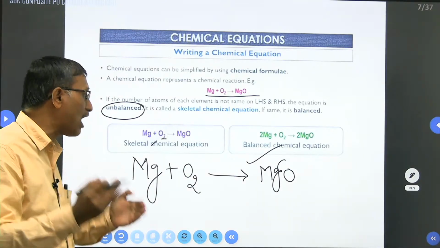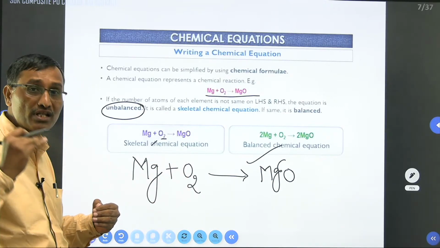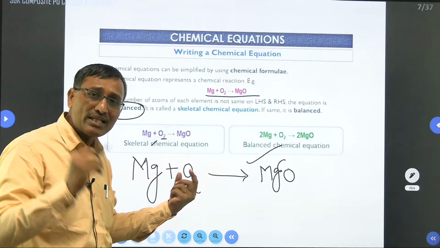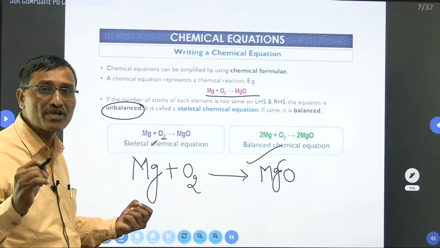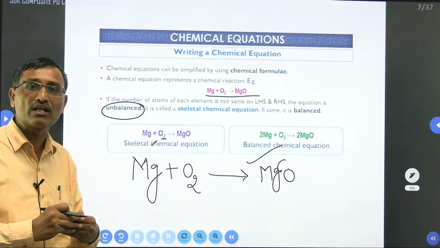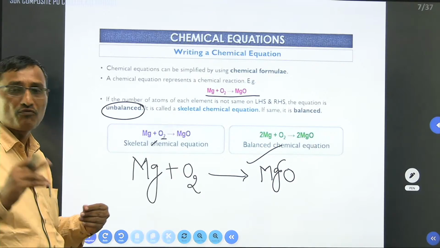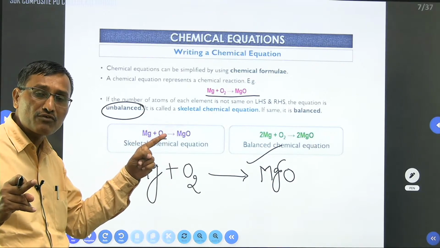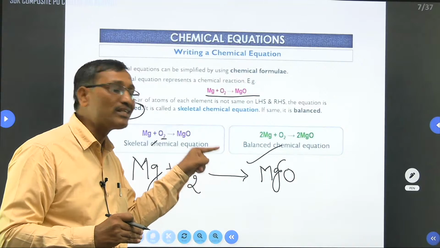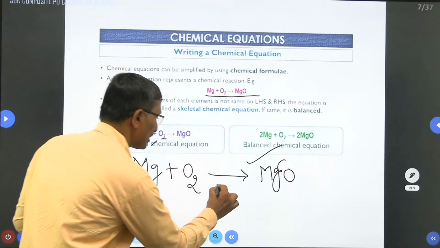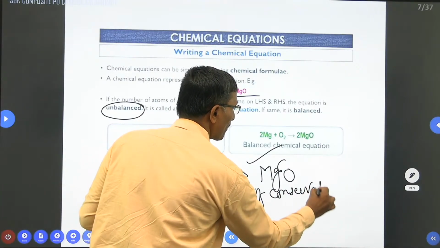You may ask, why do we have to write a balanced chemical equation, students? Balancing the chemical equation is in accordance with the law of conservation of mass, one of the important laws of chemical combination. So the first one is the law of conservation of mass. What does this law say?